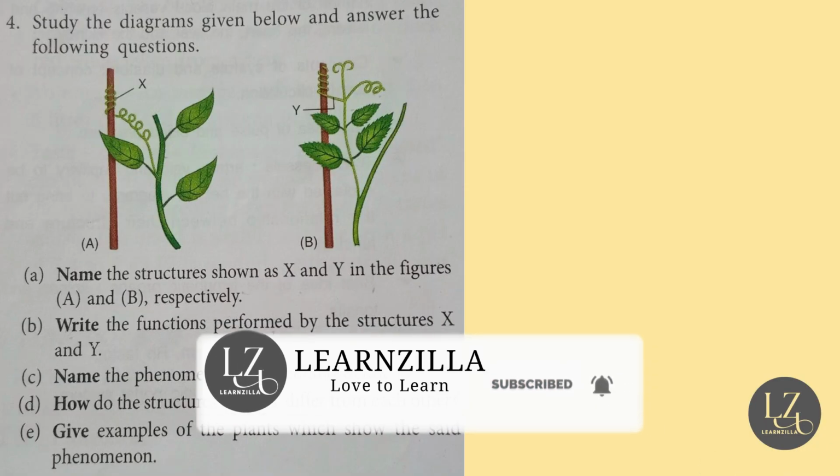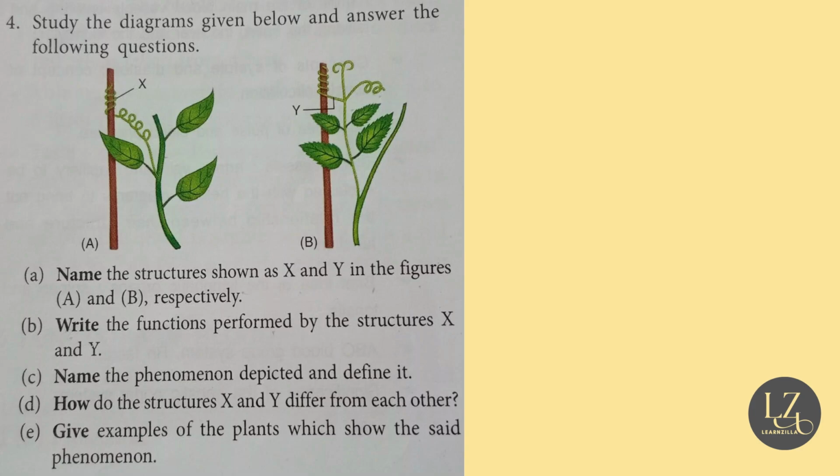Let's see one more. So, the next question in chemical coordination in plants is, study the diagrams given below and answer the following questions. So, in this the 2 diagrams are given A and B. Name the structure as shown as X and Y in the figures A and B respectively. So, what are the structures? X is stem tendrils, right. X is stem tendrils and Y is leaf tendril.